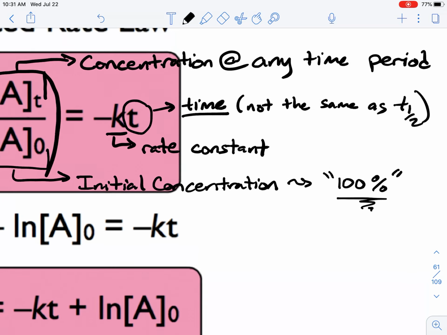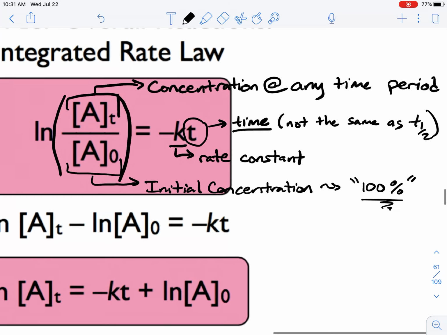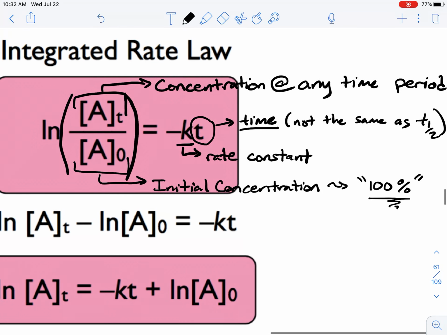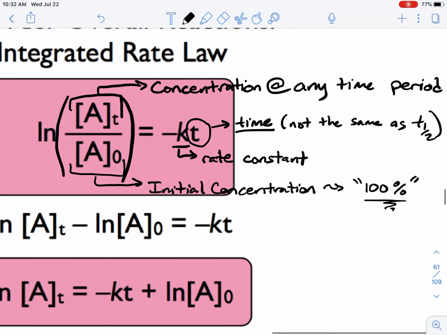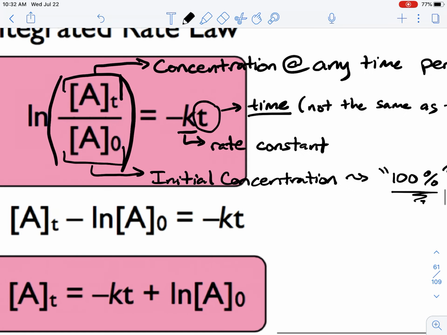And so T1/2 is specific to the amount of time it takes for the original concentration to reach half of the original value. And so T, time, is just any period of time that's outside of the half-life. All right.